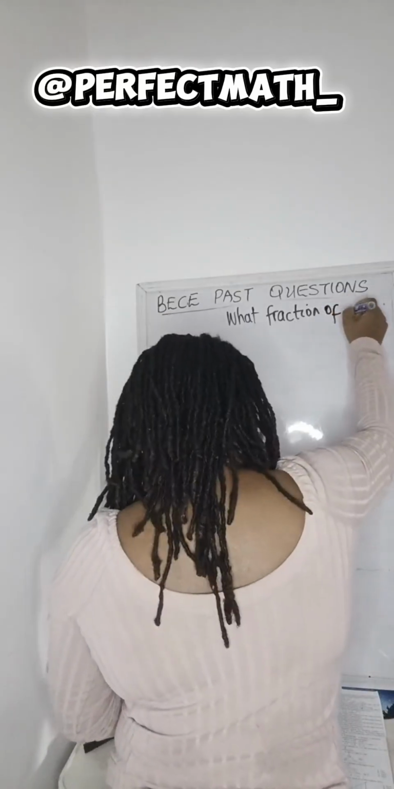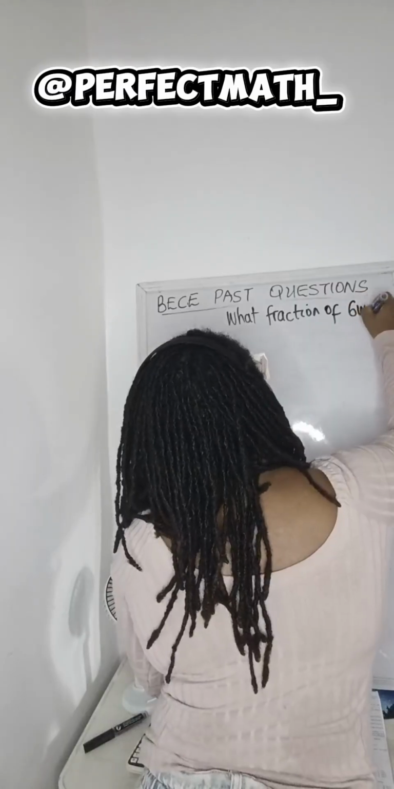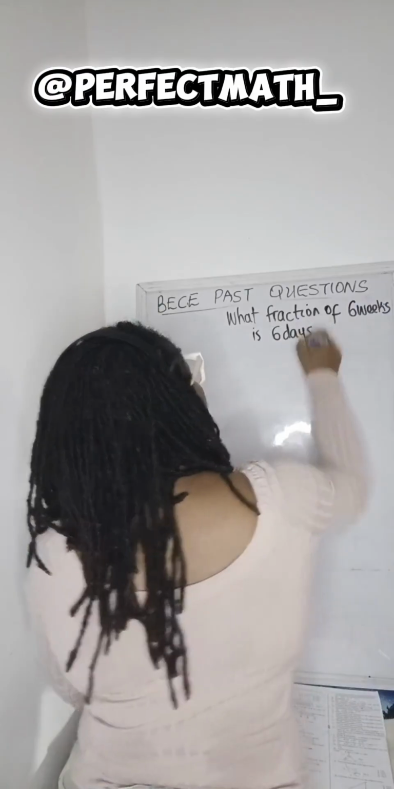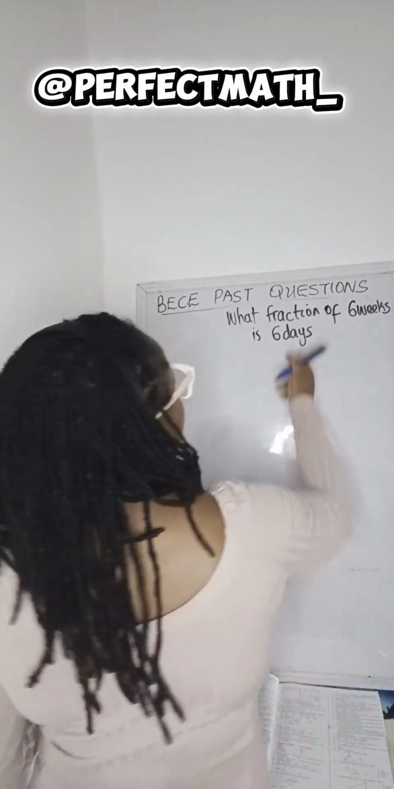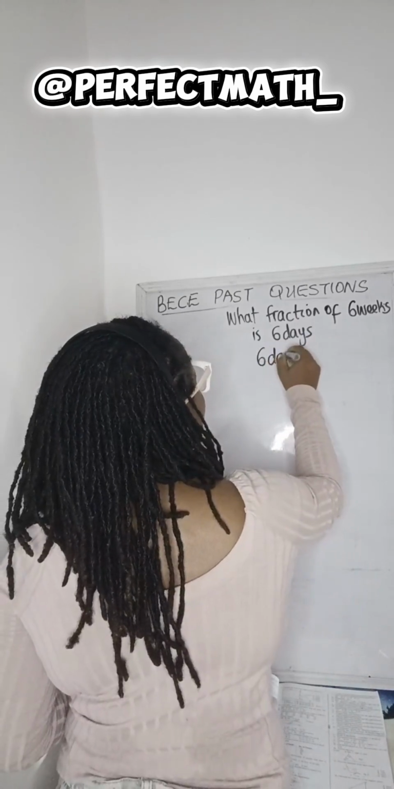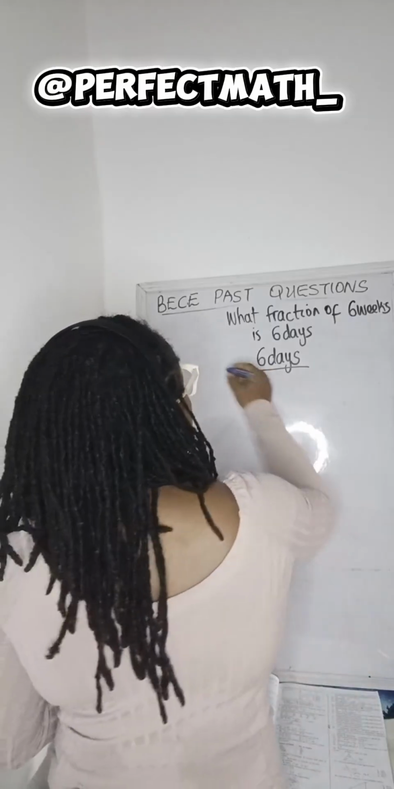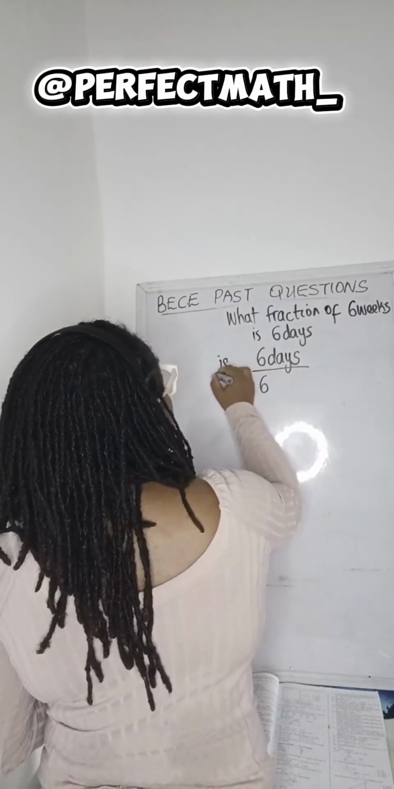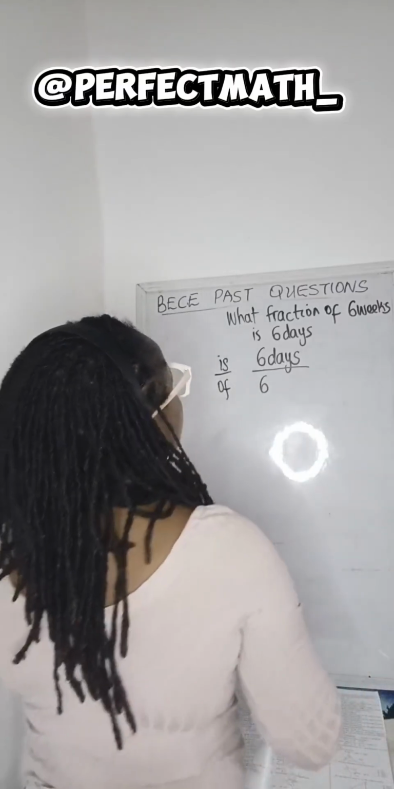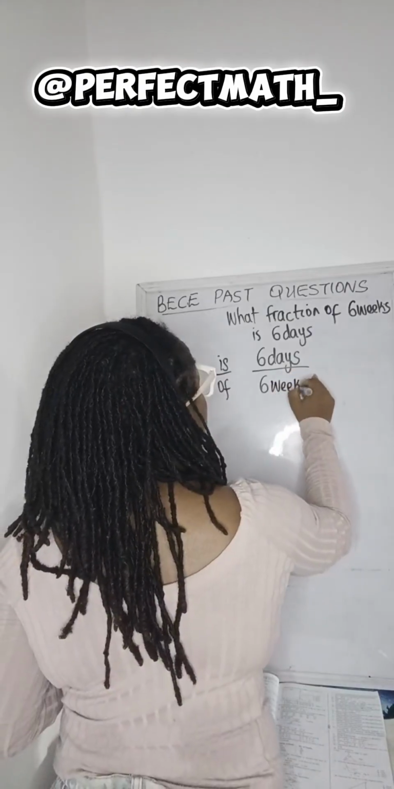So what fraction of 6 weeks is 6 days? So this would be 6 days over 6 weeks. We use "is over of" when you are trying to compare in fractions. Is over of. So 6 days over 6 weeks.